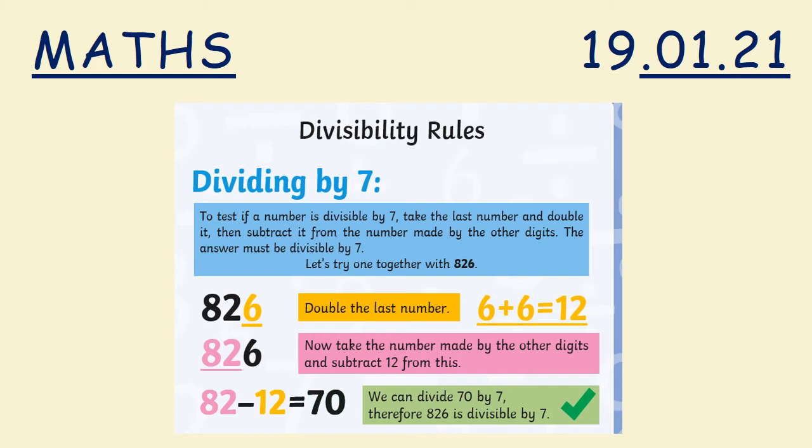Therefore, 826 is divisible by 7. So when we take 12 away from 82, it is 70. 70 is divisible by 7.